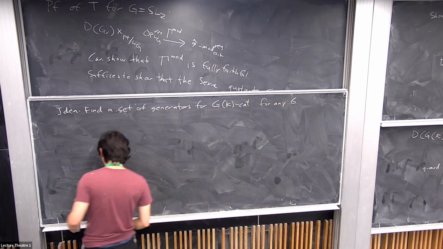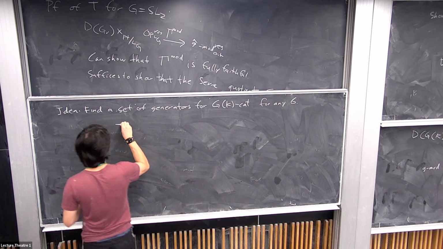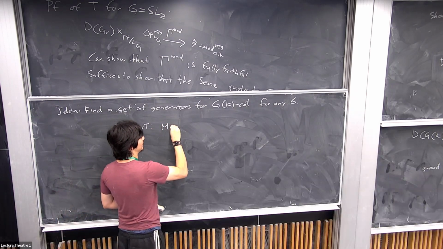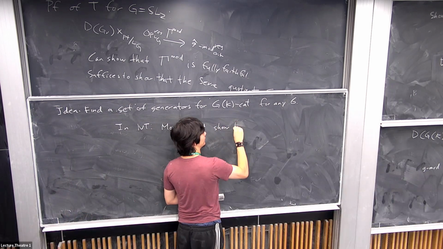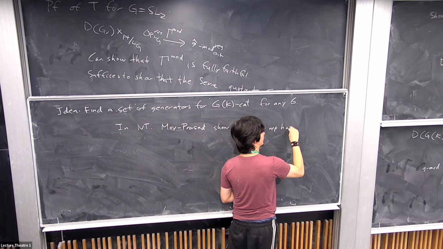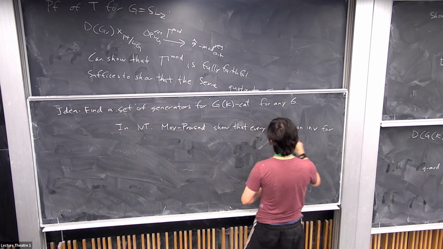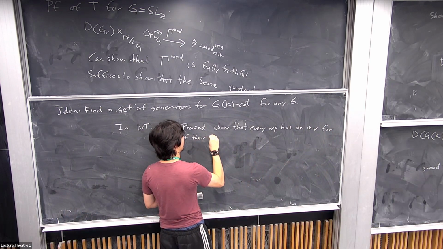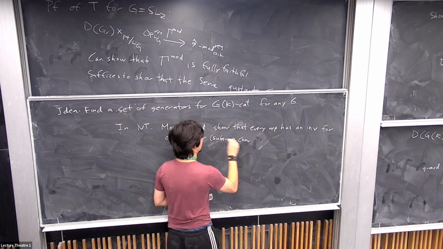And again, we take inspiration from number theory. So in number theory, Moy-Prasad showed that every representation has an invariant for one of their subgroup-character pairs.